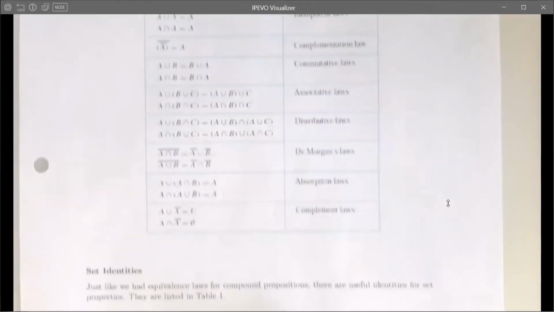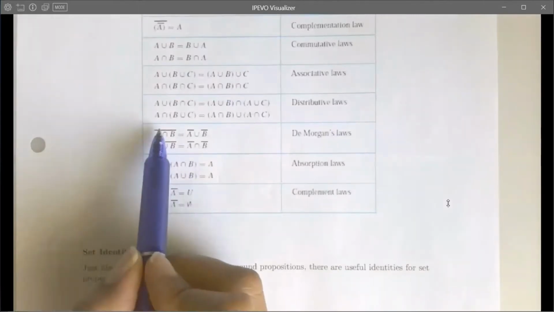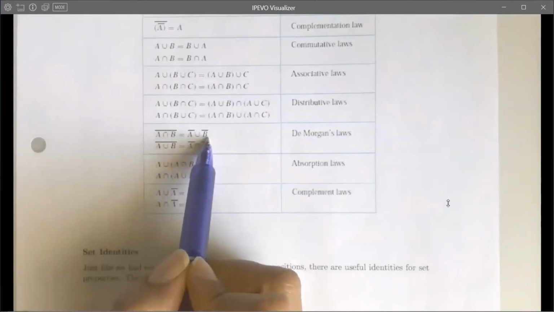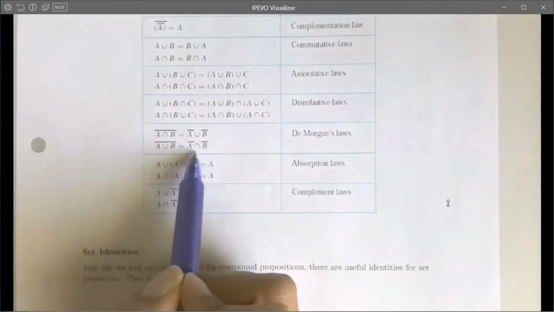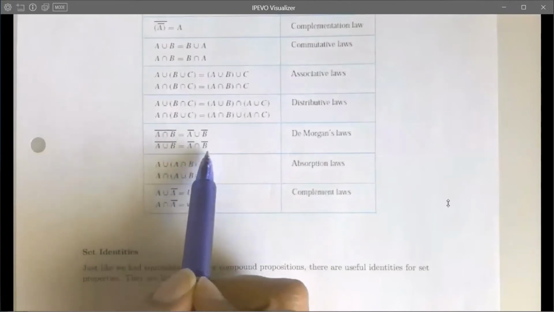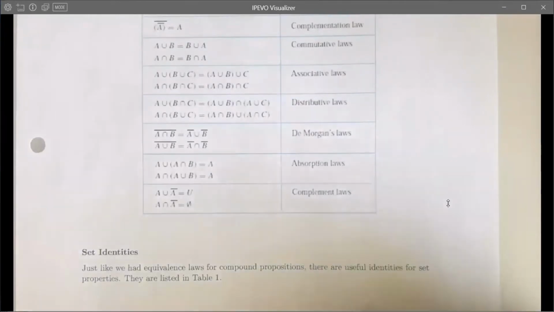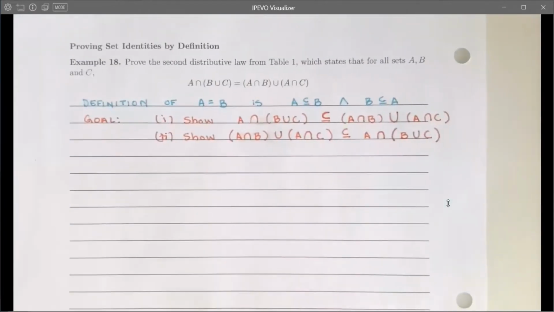Another very important law is De Morgan's law for sets. So De Morgan's law claims that if you have the complement of the intersection, then it becomes the union of the complements. And if you have the complement of the union, then it becomes the intersection of the complements. And so, again, I encourage you to read through the rest of the laws, but we are going to take a look at how to prove some of these first before we apply them to come up with other assertions.